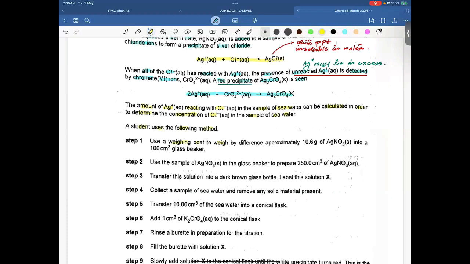Use a weighing boat to weigh by difference approximately 10.6 gram of silver nitrate into the 100 cm cube glass beaker. Basically, what we want is that the mass of the empty boat, let's suppose, is 10.5 gram. Then the mass of boat plus AgNO3 is going to be 10.7 gram, and obviously the mass of silver nitrate is going to be 10.6 gram. So that's the meaning of this statement.